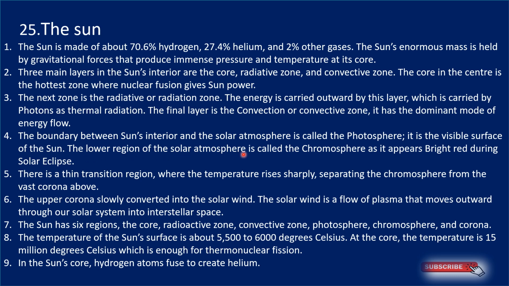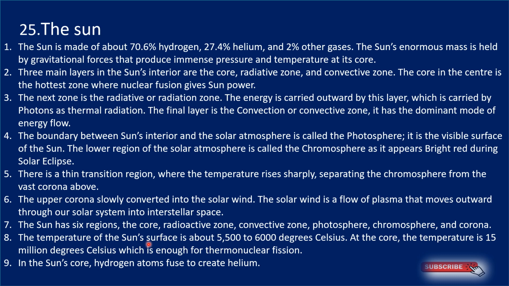The lower region of the solar atmosphere is called the chromosphere, and it appears bright red during a solar eclipse. There is a thin transition region where the temperature rises sharply, separating the chromosphere from the corona above. The upper corona slowly converts into the solar wind. The solar wind is a flow of plasma that moves outward through our solar system into interstellar space. The Sun has 6 regions: the core, radiative zone, convective zone, photosphere, chromosphere, and corona.